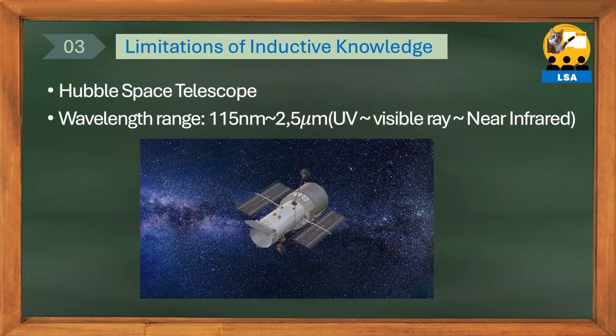Let's look specifically at the sensory organs expanded by human civilization. As a telescope, this is the Hubble Space Telescope. Launched in 1990, which is 31 years ago from now, the observable wavelength range is 115 nanometers to 2,500 nanometers, including near-ultraviolet, visible light, and near-infrared. It is said to be still working well after several repairs.